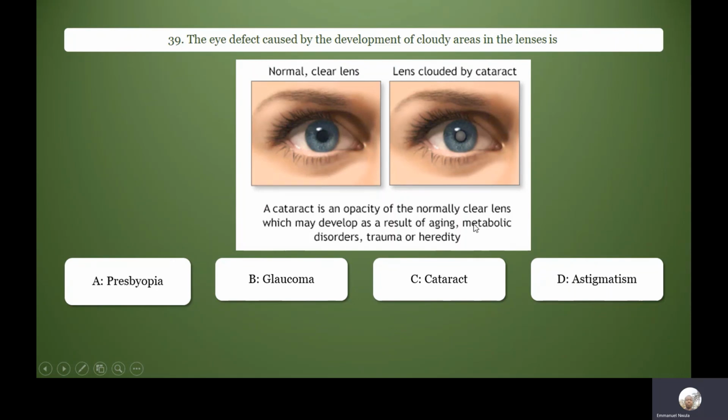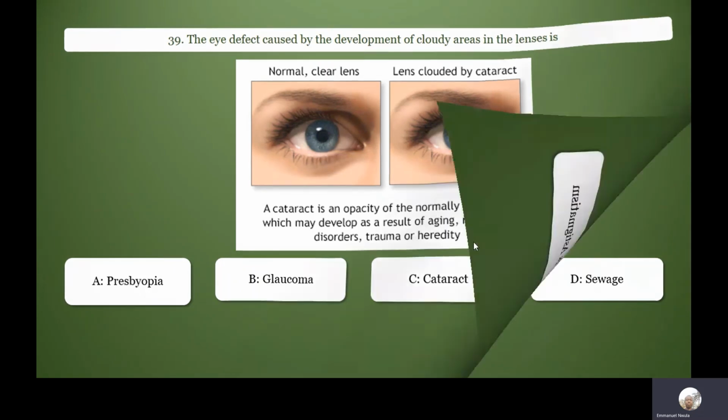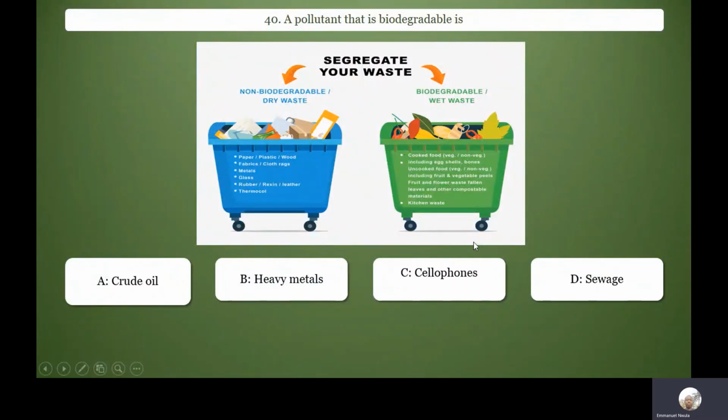When proteins begin to block the lens, light rays will probably not be passed efficiently, so the person will not see very well. Vision will be blurry. So 39 is C, cataract.